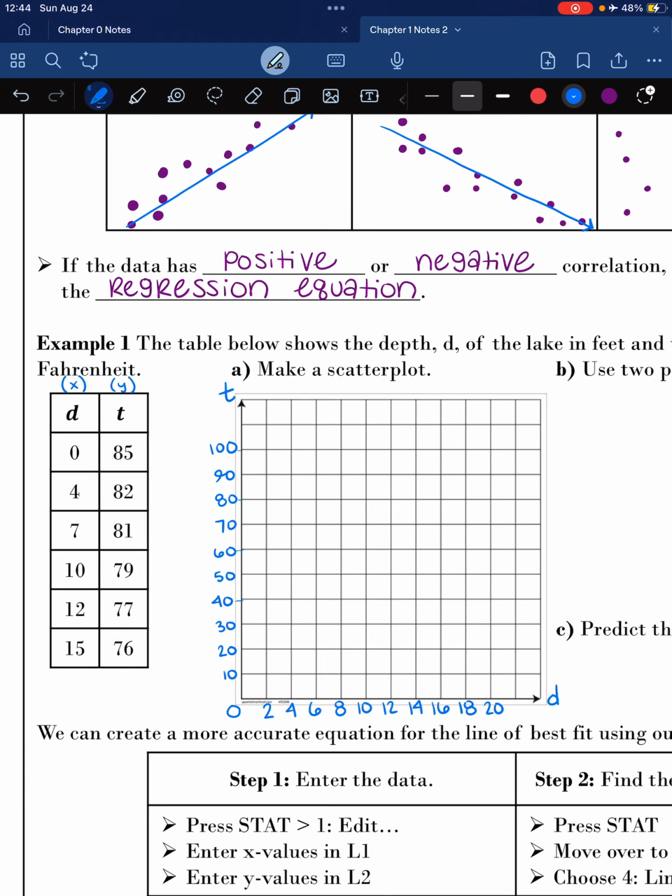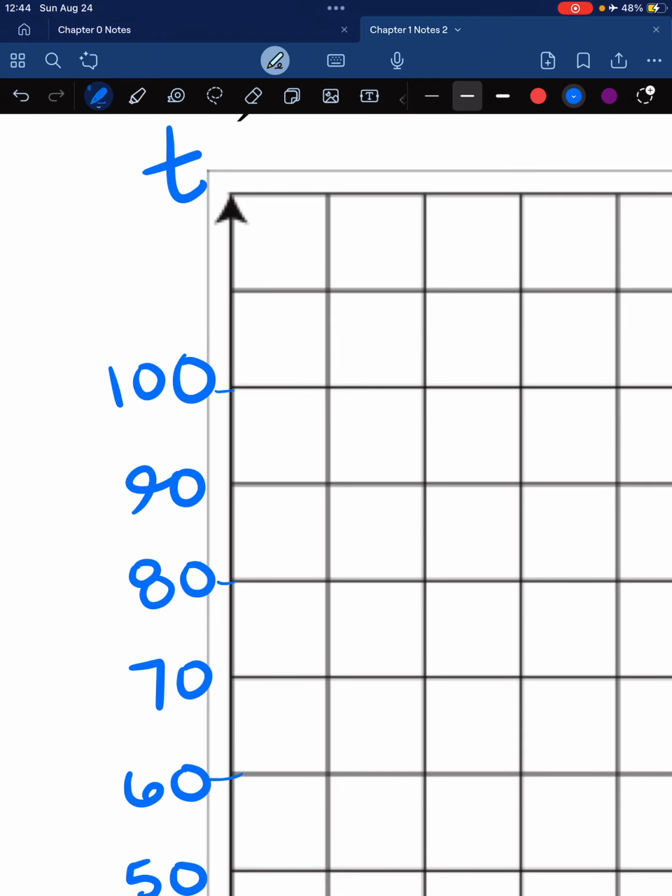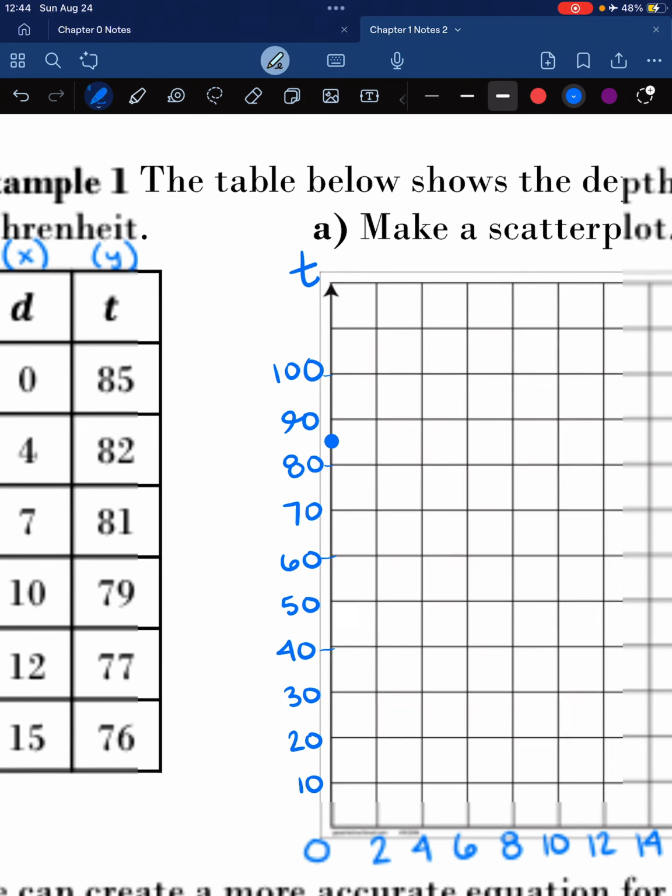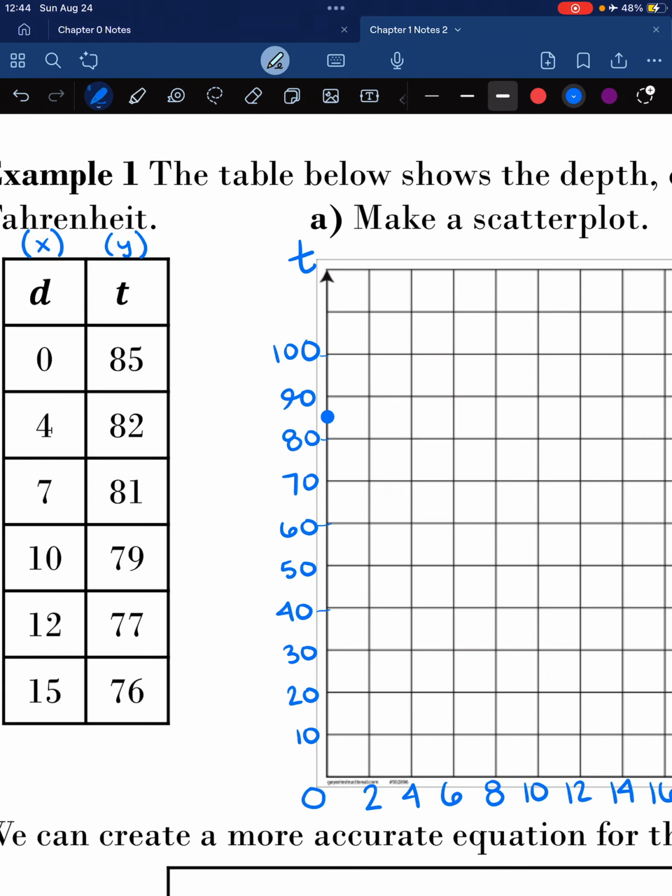Okay. And let's go ahead. It's not going to be perfect, but that's okay. Let's go ahead and just do the best we can to plot these data points. So 0, 85 is probably about, let me use a bigger dot. 0, 85 is about, oh my goodness. There we go, about right here.